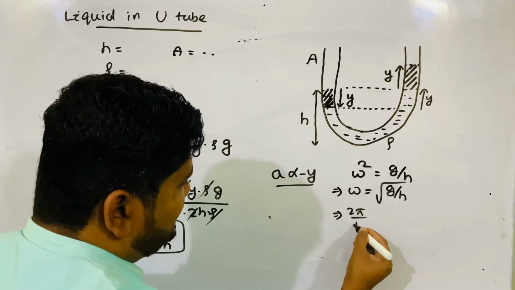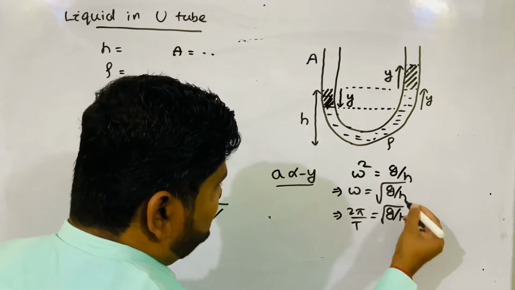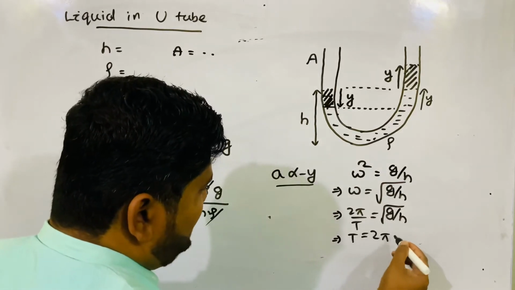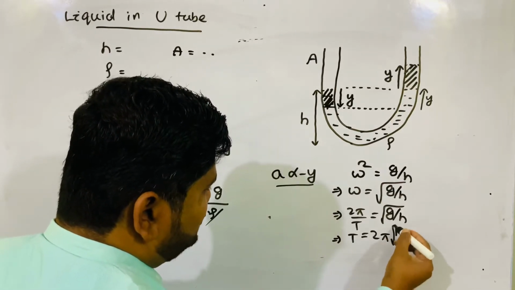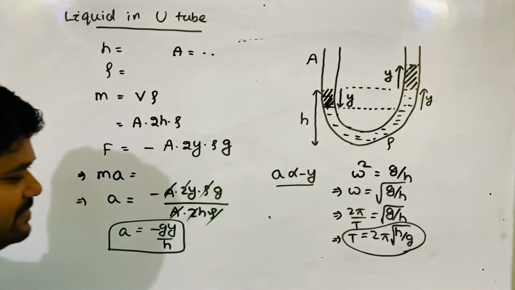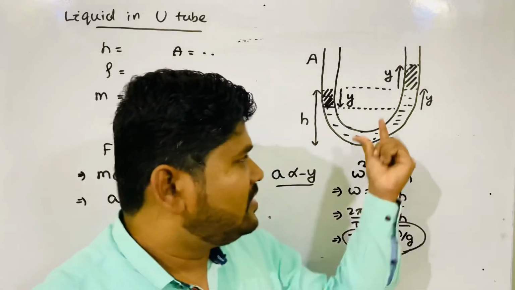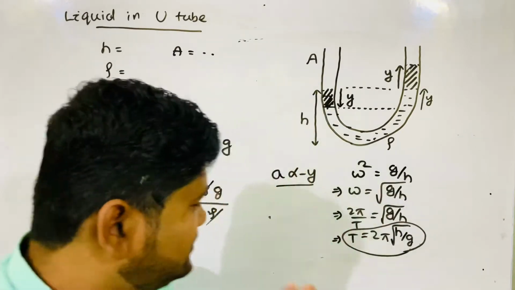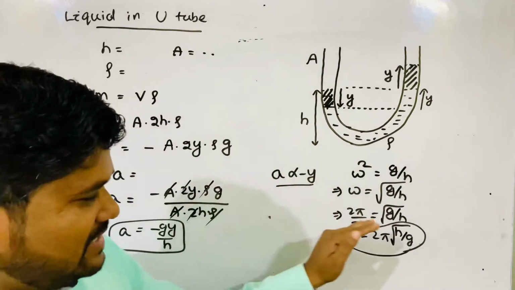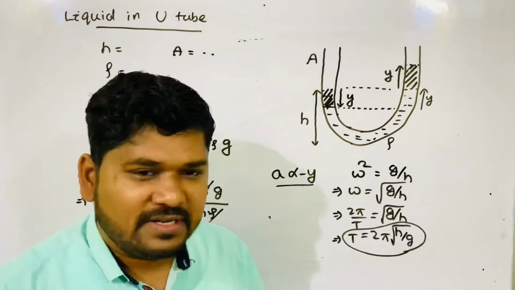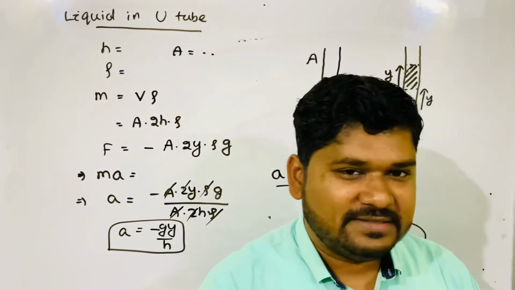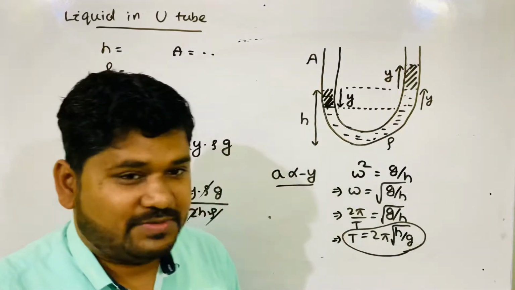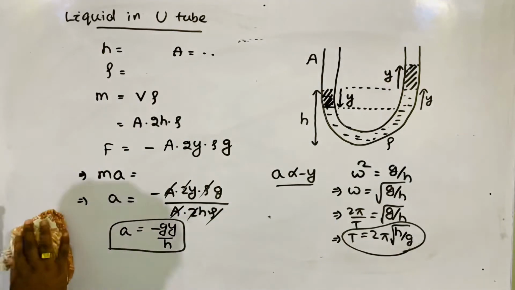Then 2 pi by T is equal to root of g by h. Then T is equal to how much? T is equal to 2 pi root of h by g. This is the time period of the oscillation of liquid in a U tube. 3 marks up to this, 2 marks up to this, 1 mark. Again 3 marks complete. So the liquid in the U tube executes SHM.